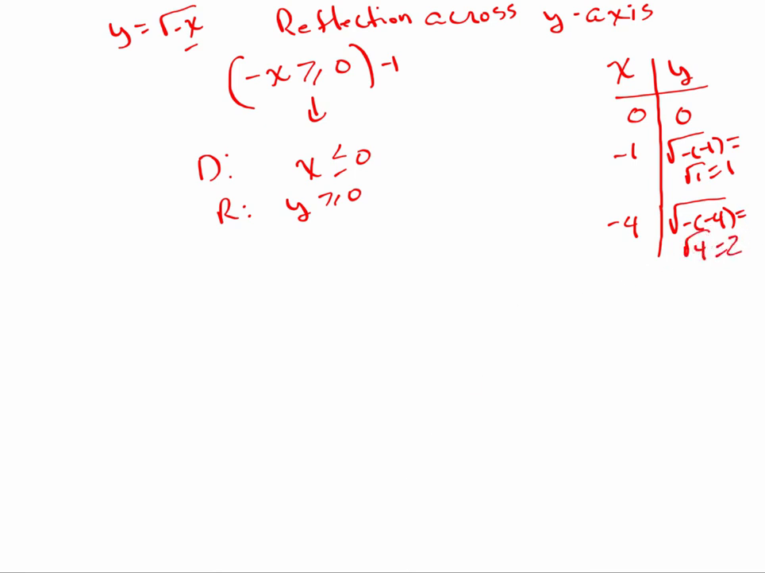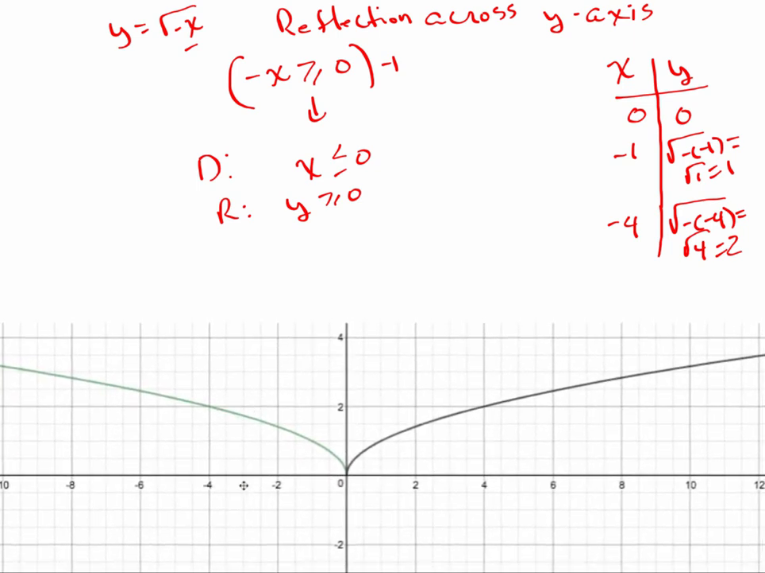So let me bring up my graph here. When I plot these points, 0, 0, -1, 1, -4, 2. All right. This has the same shape as y equals the square root of x, but it's reflected across the y-axis.